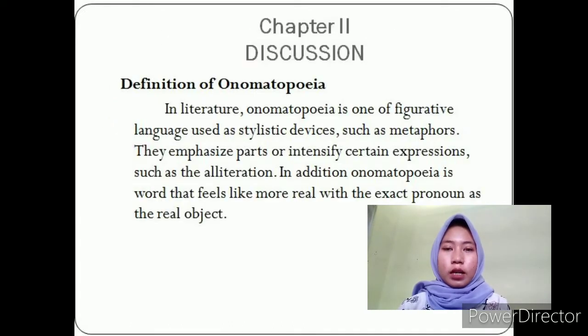Chapter 2. Discussion. Definition of onomatopoeia. In literature, the onomatopoeia is one of figurative language used as stylistic device, such as metaphor. They emphasize or intensify certain expression, such as alliteration. In addition, onomatopoeia is word that feels like more real with the exact pronunciation as the real object.